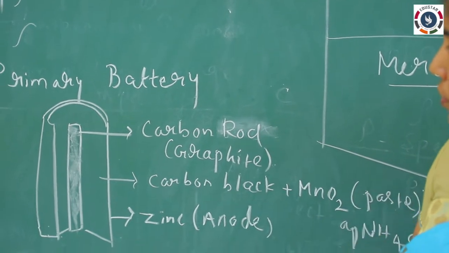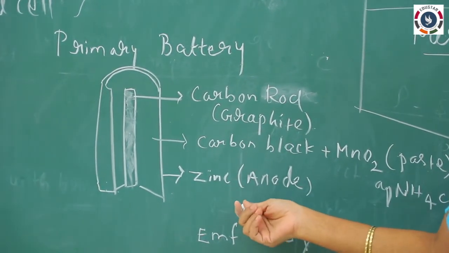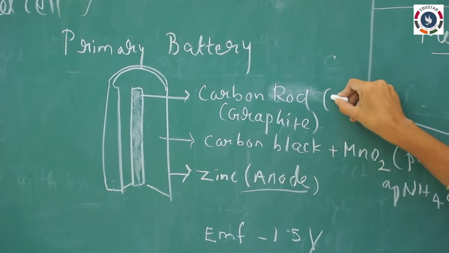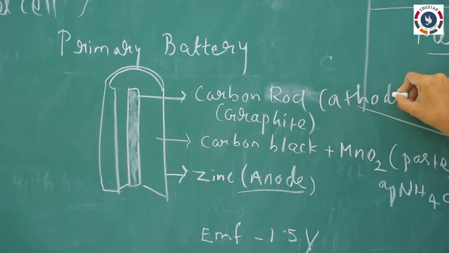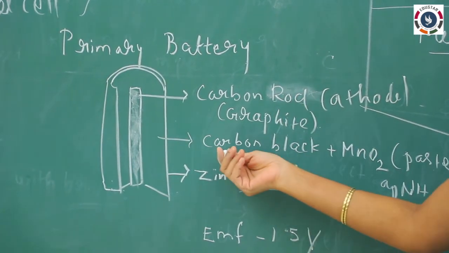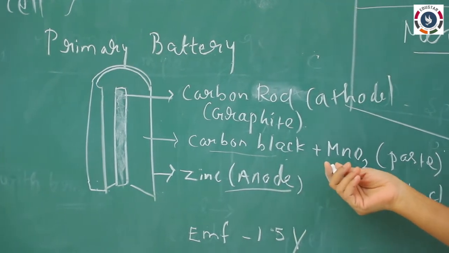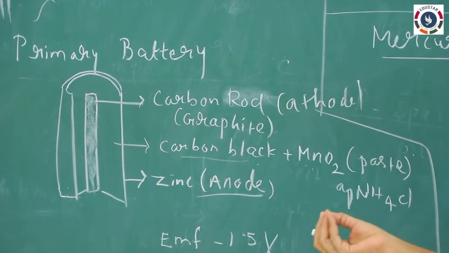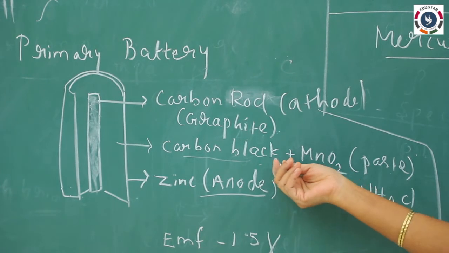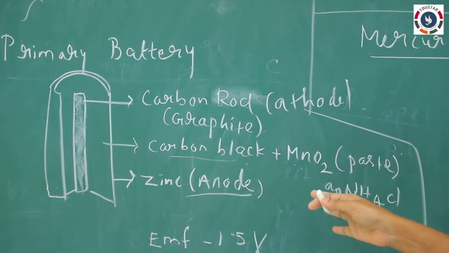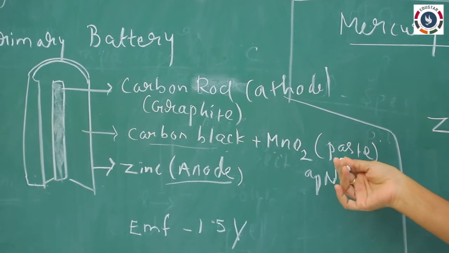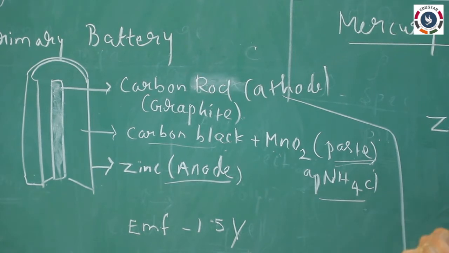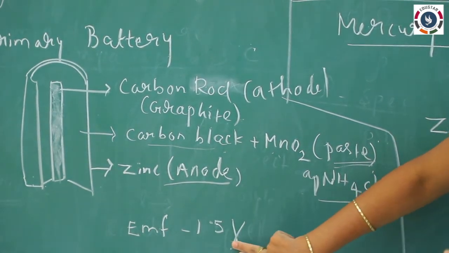So, this is the diagram of the primary dry cell. Here the anode is made up of zinc and the cathode is made up of a carbon rod. This is the cathode. The electrolyte is actually carbon black and MnO2. These two are present as solid particles, mixed together and present as a paste in the form of electrolyte, made into a paste with the help of aqueous ammonium chloride. We get 1.5 volt from this battery.